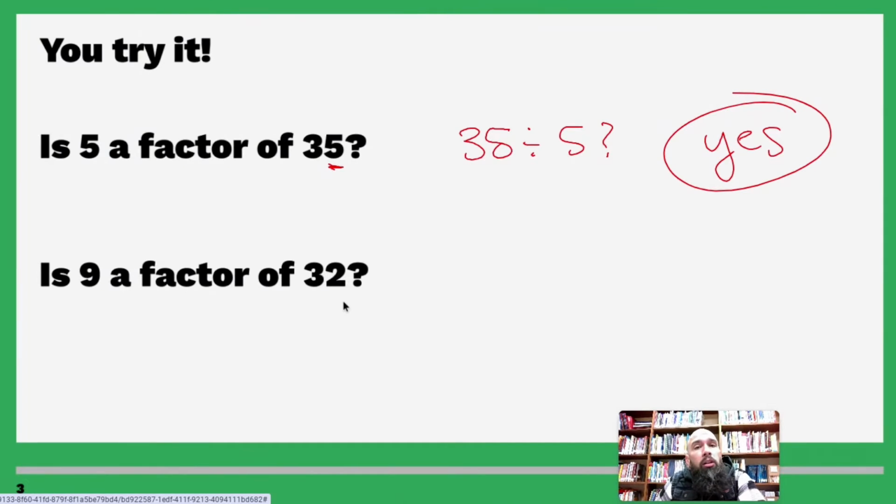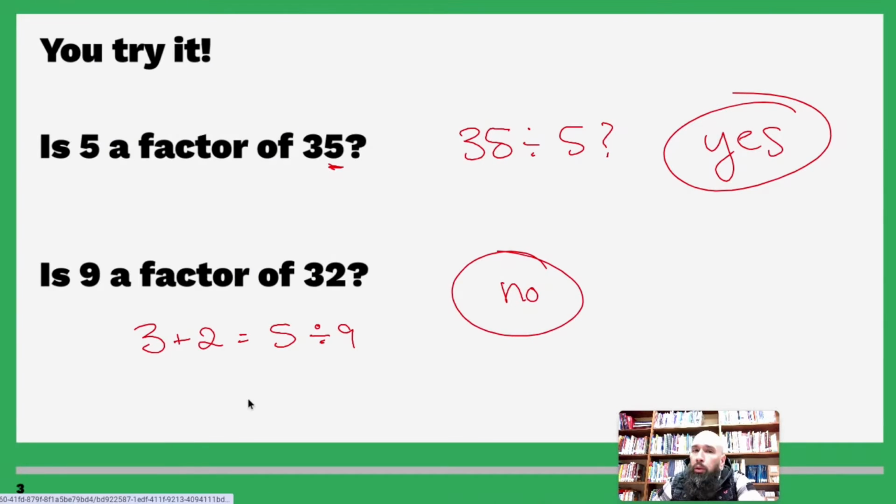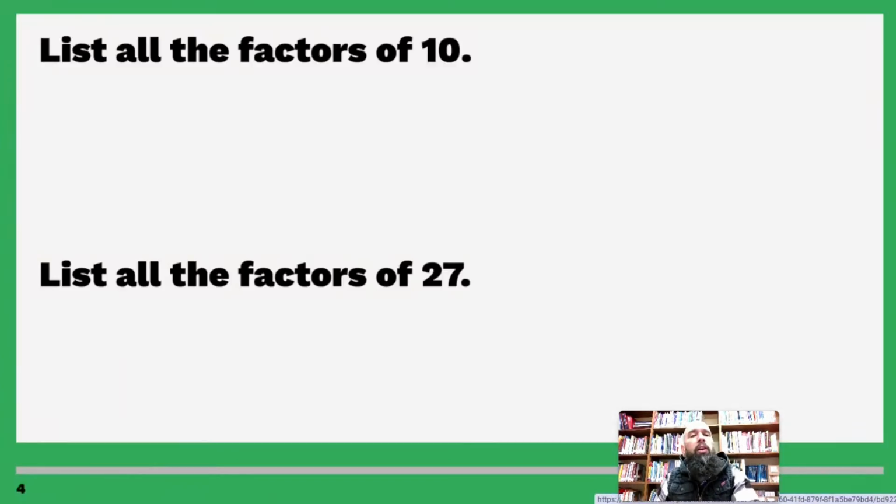Is 9 a factor of 32? Can you divide 32 by 9? If you remember the divisibility rules, you add those digits up and ask yourself, can I divide that by 9? 5 divided by 9, you can't do it. Then no, 9 is not a factor of 32. So factors and divisibility rules are very, very similar.